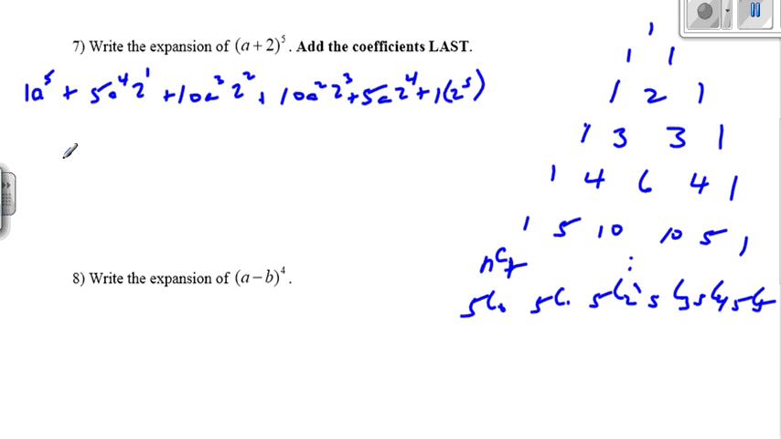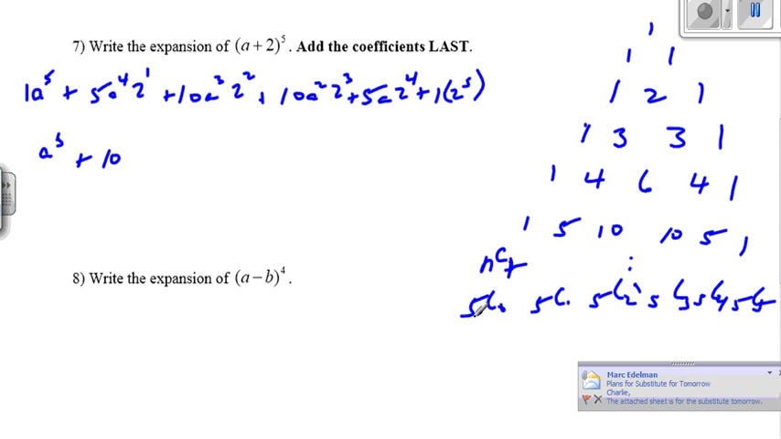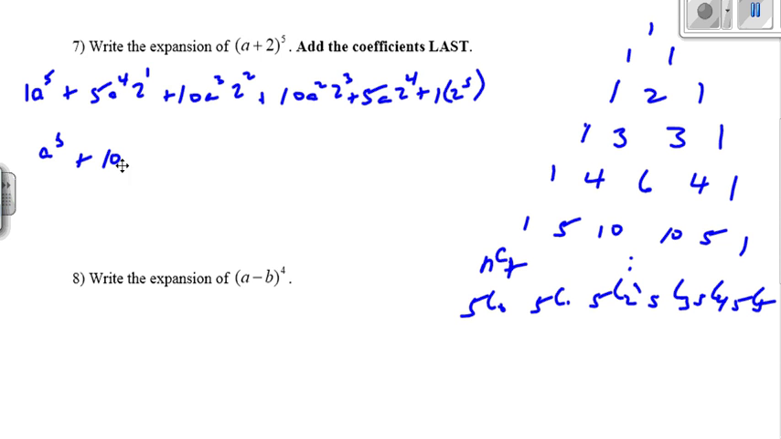So when we consider this, we end up with A to the 5th plus 10A to the 4th, 40A to the 3rd, 80A squared, 80A, and 32. Good. Alright.